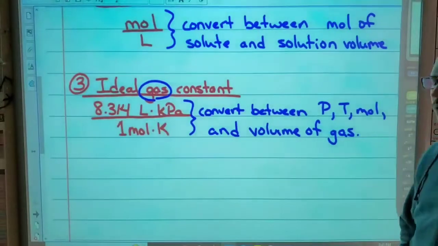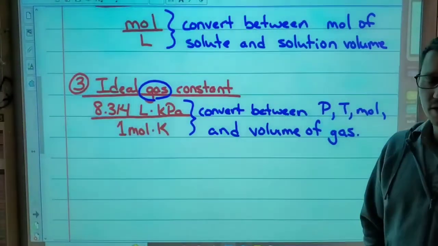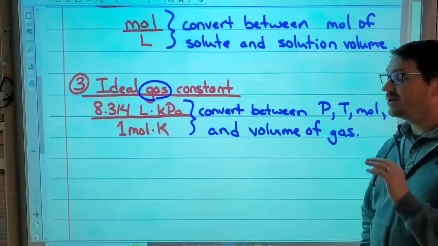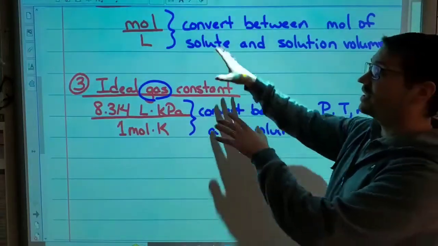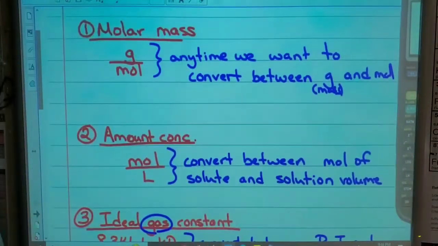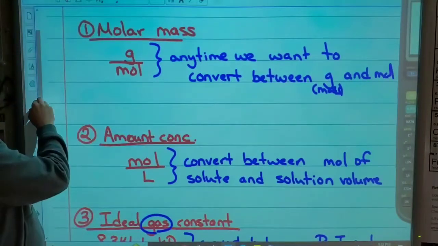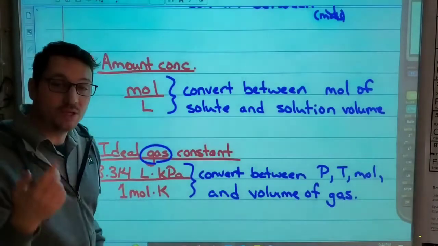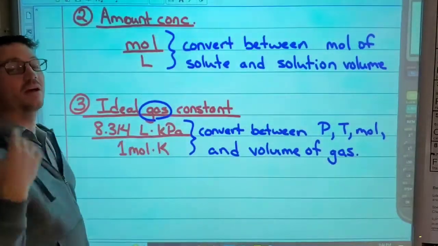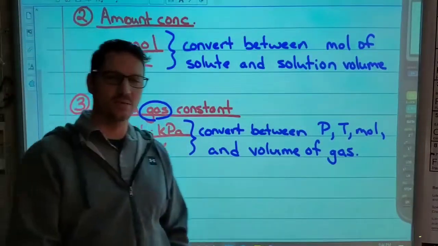Now, I know it's a little bit annoying going through this again because a lot of you already know that, and it might seem like a waste of time, but it's really important that we understand that every single one of these values is a unit conversion tool. So grams per mole converts between grams and moles. Moles per liter converts between moles and liters. Liter kilopascal per mole Kelvin allows us to convert between any one of these units for a gas.